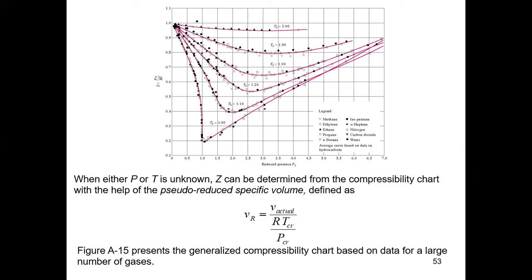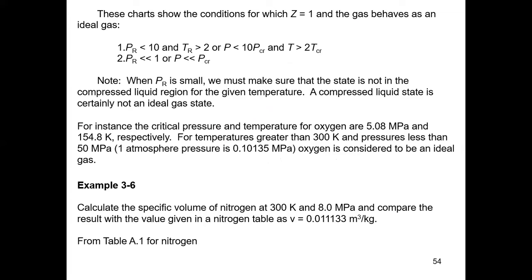Figure A15 represents a generalized compressibility chart based on data for a large number of gases. All these lines are at different temperatures. If PR is less than 10 and TR is greater than 2, that is, P less than 10 Pcr and T greater than 2 Tcr, then they behave as an ideal gas.